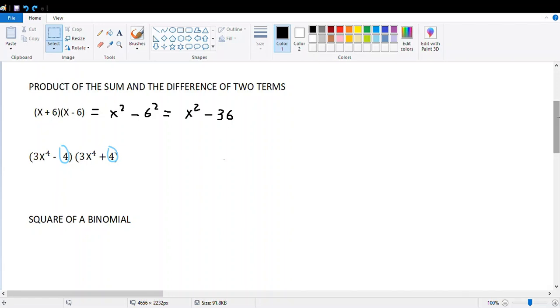In this case, it's exactly what happened. 3x to the fourth is first in both parentheses and 4 is second in both parentheses. Then remember the strategy. The strategy is the first term, in this case 3x to the fourth, squared. First term squared.